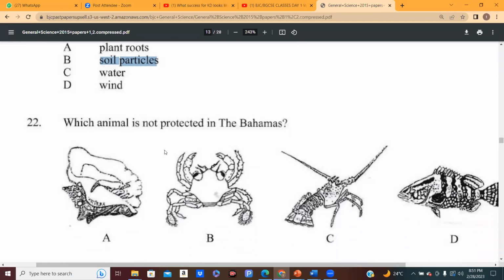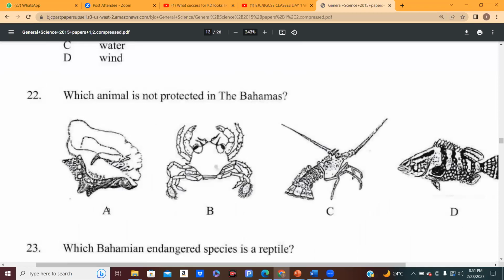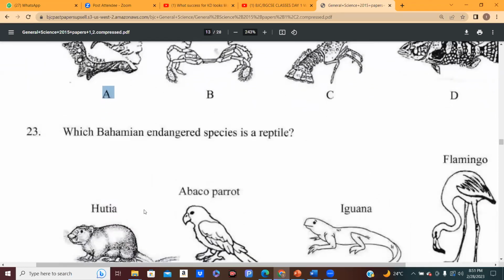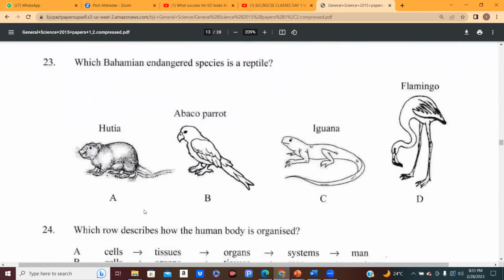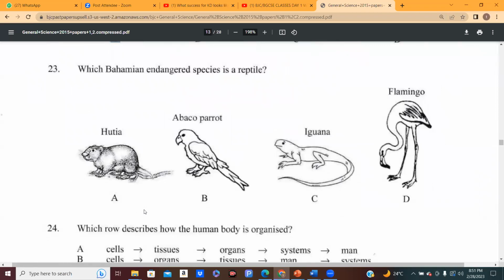Number 22. Excuse me, number 22, we said that the answer was A. Let's go to number 23. Number 23 is for Kia. Which Bahamian endangered species is a reptile? Is it A, the hutia, B, the Abaco parrot, C, the iguana, or D, flamingo?